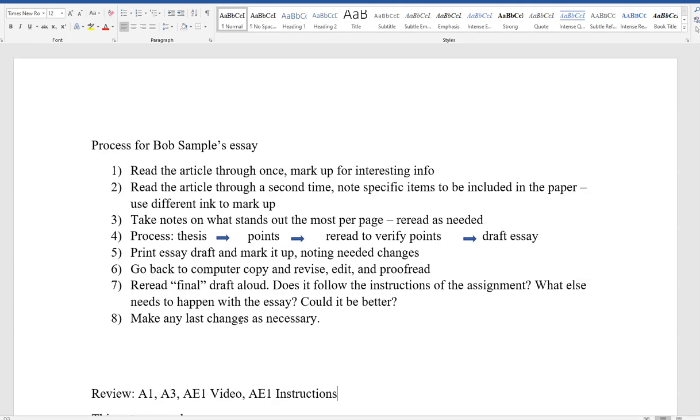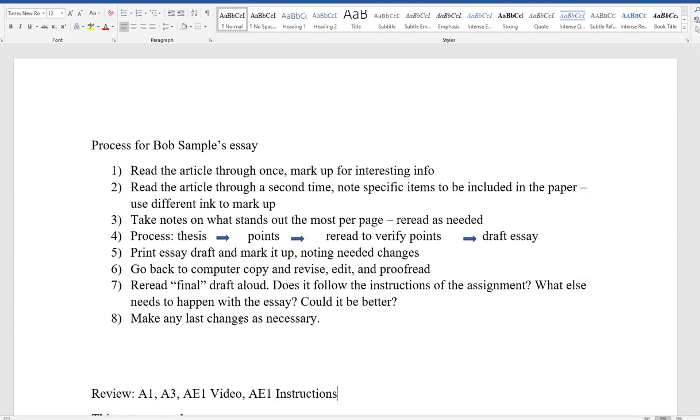Then, from that point on, you consider the full process. What is it that I want my thesis to be? And what do I think my points are going to be, right? Once you have the points, that's where you could code the points. I didn't on this one necessarily. I made an outline to myself. But you could take a specific highlighter for each point that you were going to cover. And then you go back through the article and reread to verify and get the information you want for your points, and then you can draft the essay.